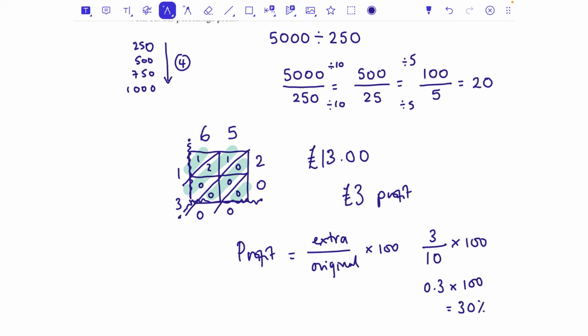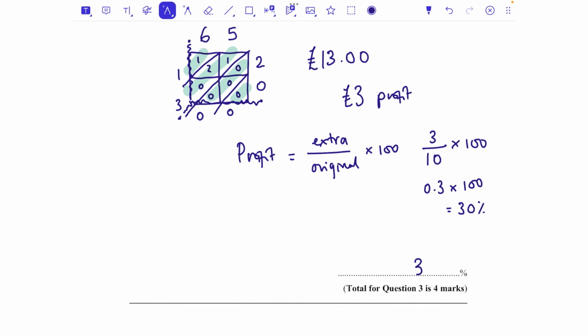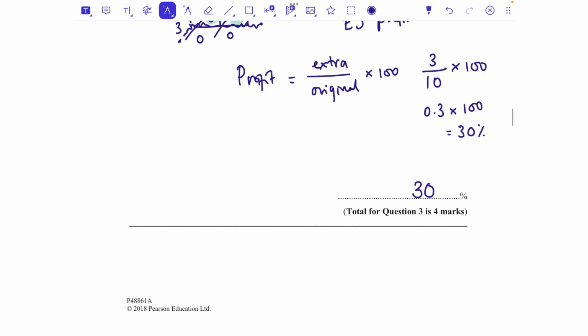And that makes sense in this case. £3 out of £10, we know that's going to be 30%. So well done if you got that. Perfect. 30% profit. Okay, question number 5.